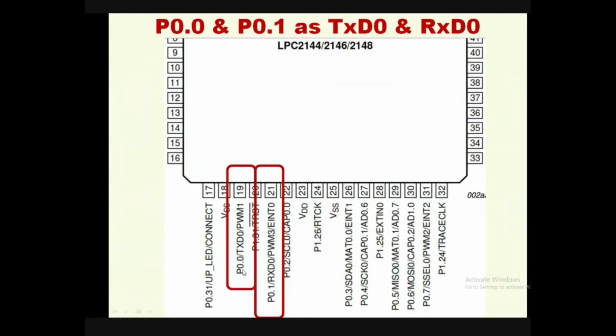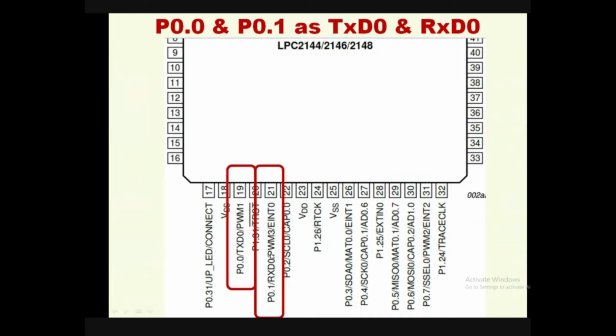P0.0's alternate function is TXD0. P0.1's alternate function is RxD0. By default, they act as general purpose input output pins. It is our requirement to convert these general purpose input output pins into an alternate function. Here the alternate function is the serial port, that is UART 0. So we have to convert P0.0 into TXD0, and P0.1 into RxD0.